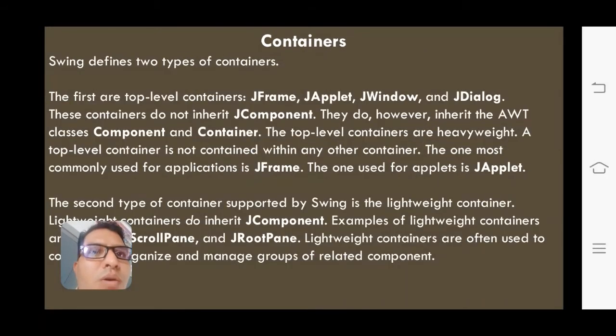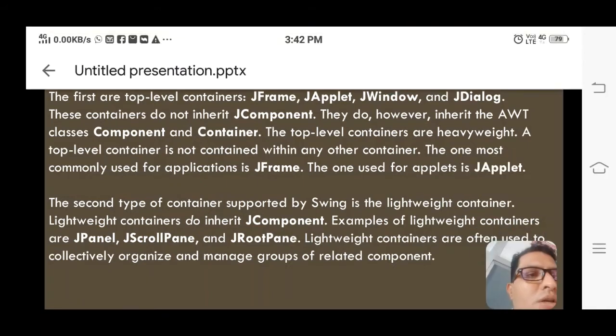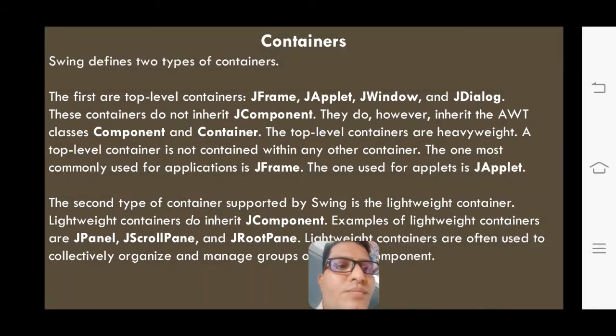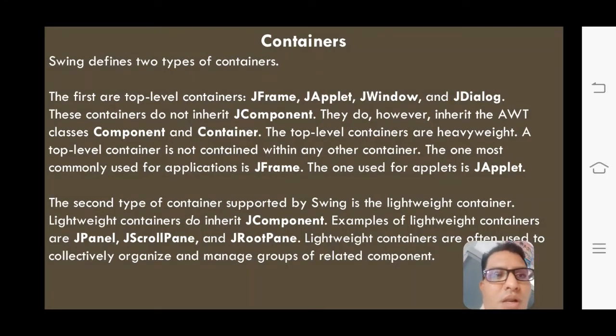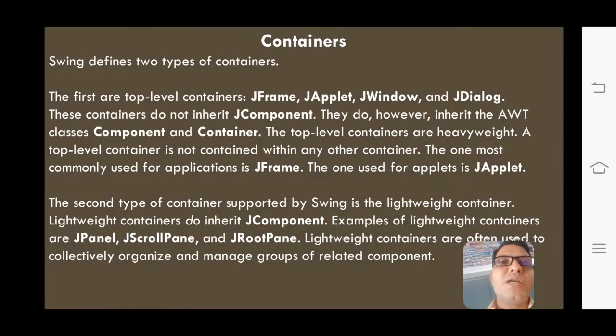Okay, now we will see containers. Till now we have learned components. Now we will see containers. So let us see what is a container. Yes, Swing defines two types of containers. The first are top level containers. Please observe, already in the table we have tabulated this. Already we have told some are heavyweight, some are lightweight. In this, it consists of heavyweight containers as well as lightweight containers. That defines in this slide what are the containers we are using.